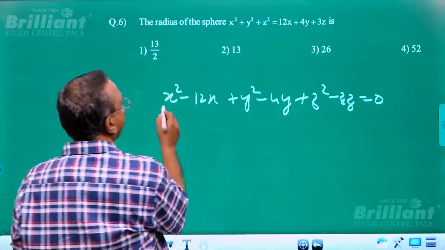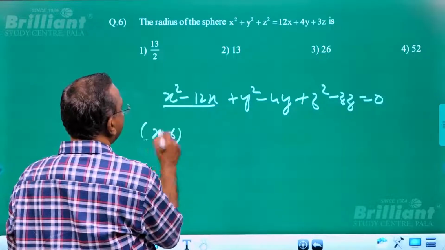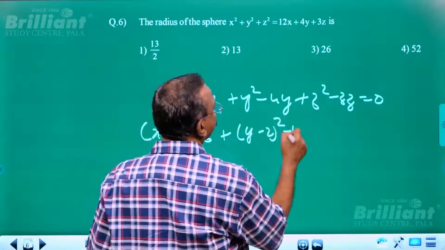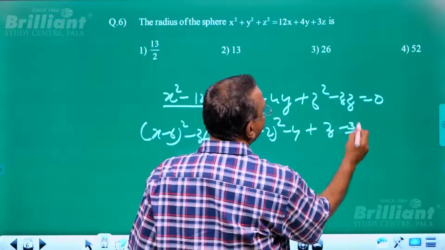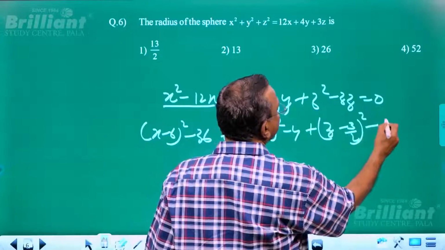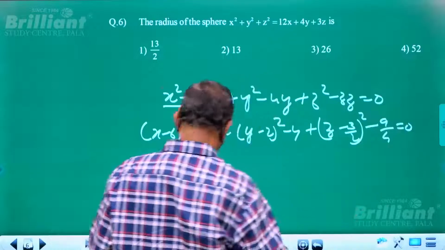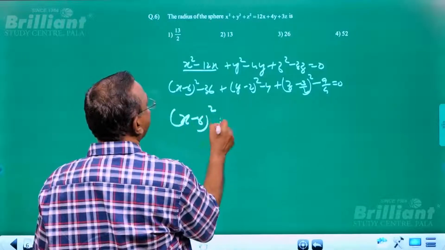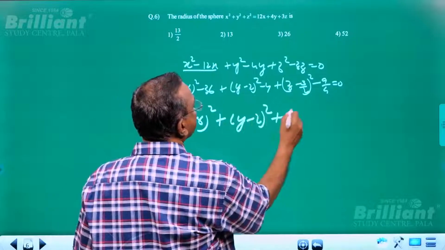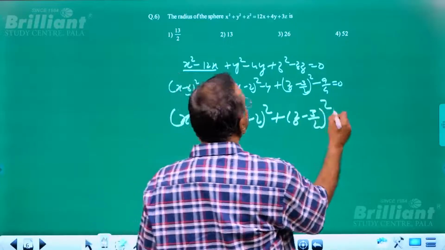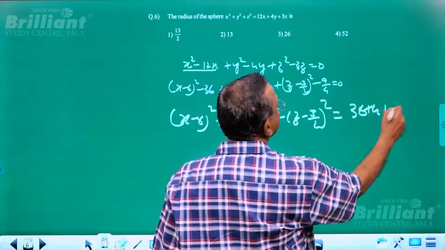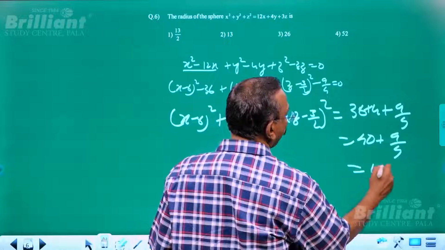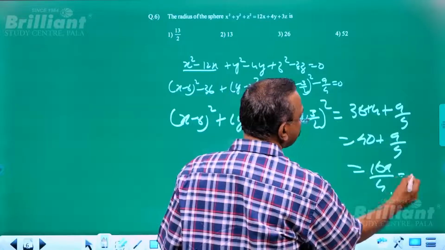Now completing the squares, this will be (x minus 6) whole squared minus 36, (y minus 2) whole squared minus 4, plus (z minus 3 by 2) whole squared minus 9 by 4 equal to 0. So the equation becomes (x minus 6) whole squared plus (y minus 2) whole squared plus (z minus 3 by 2) whole squared is equal to 36 plus 4 plus 9 by 4. So 40 plus 9 by 4, so 169 by 4. So this is r squared.